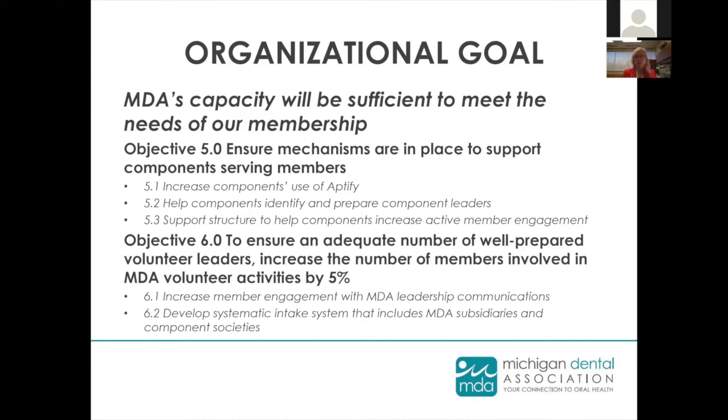So that's a quick overview of our strategic plan. We do talk about it, as I said, at every board meeting. So if you have the opportunity to sit in on a board meeting or participate as an observer, you'll see us talk about this every time.